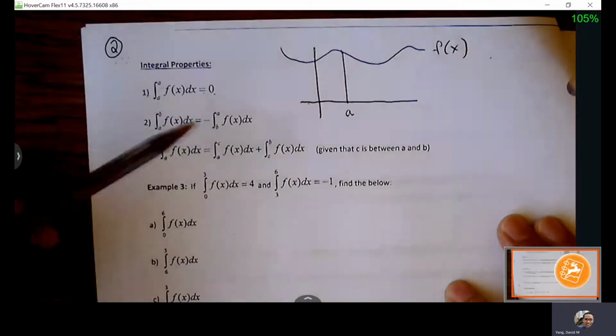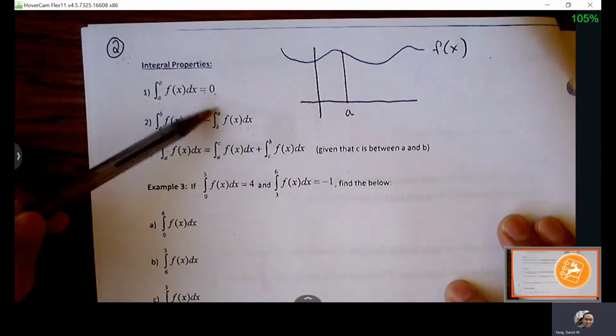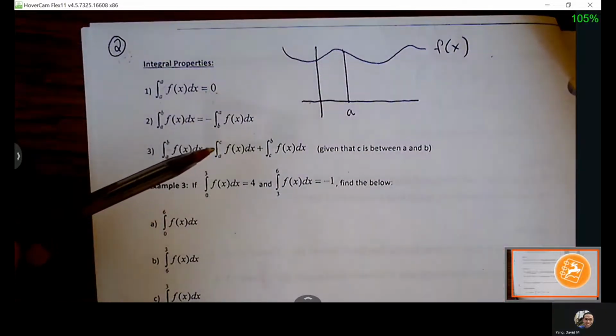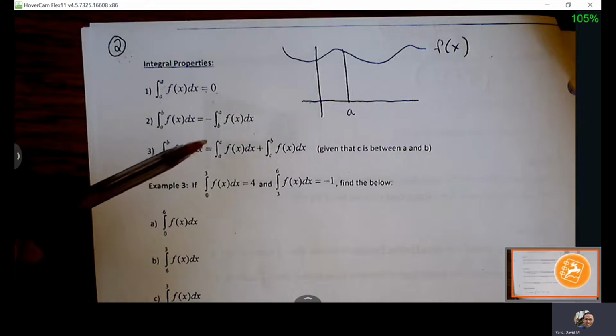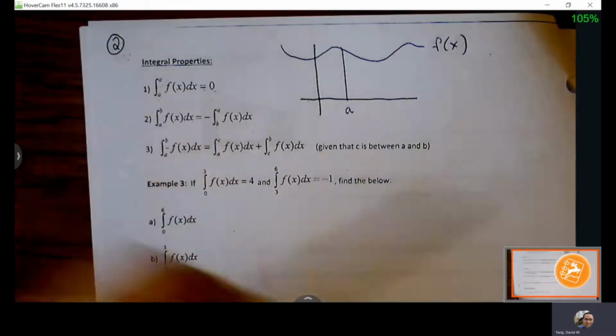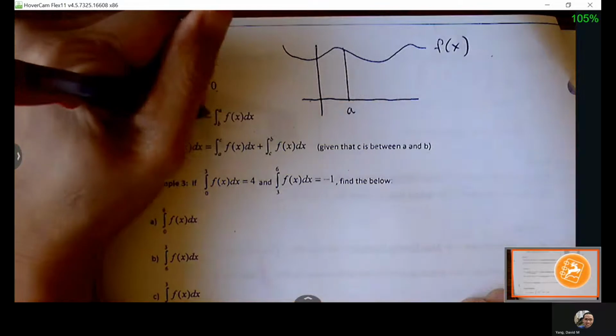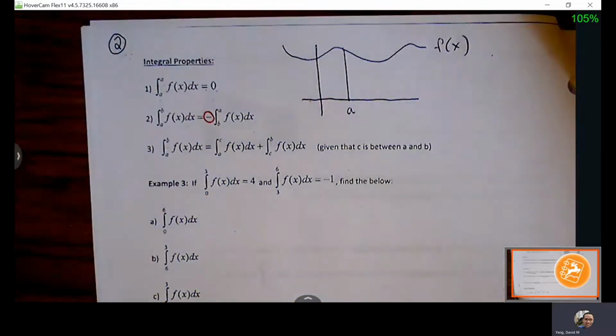So to maintain balance, if you ever want to switch the bounds to make the problem give you a different starting point, you can do that. Just make sure that you include a negative in front to balance that value out. So if you ever want to flip the bounds, flip it and then change the sign. Otherwise, you're going to be completely changing the overall value of what you're working with.